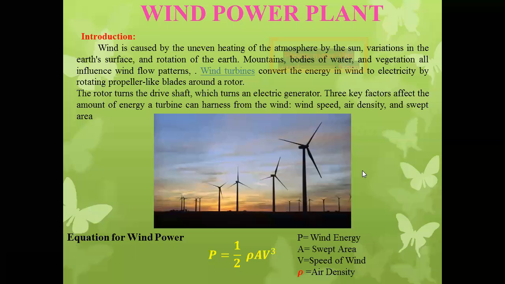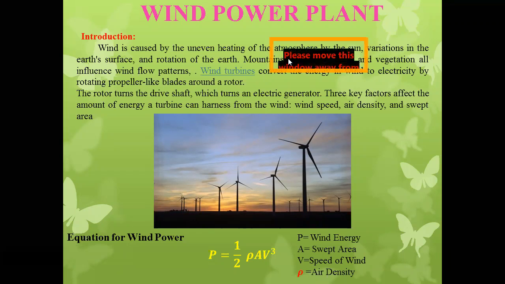So see over here, the reason is available. Wind is caused by the uneven heating of the atmosphere by the sun. Variation in the earth surface and rotation of the earth causes the development of the wind. The uneven surface is because of mountains, bodies of water and vegetation, which also influence the wind flow patterns.